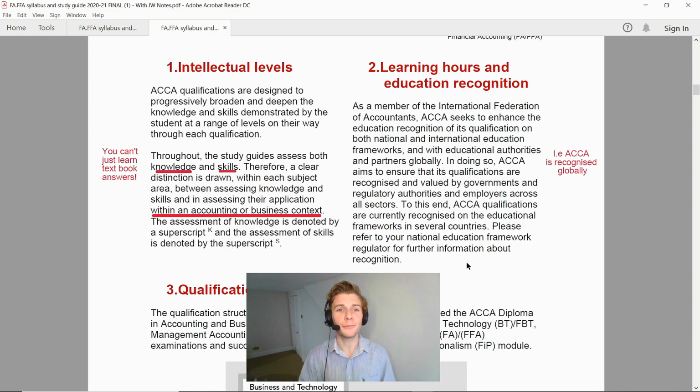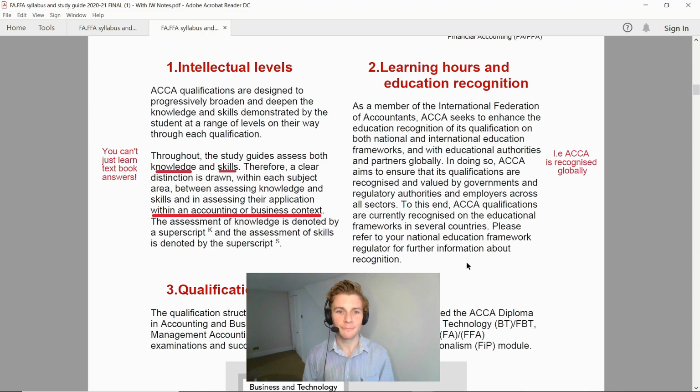First things first, looking at point 1 for the intellectual levels, the main thing on here is it's all about knowledge and it's all about skills. So you can't just learn textbook answers for this. You've got to think about it from an accounting and business perspective. Definitely get that jotted down as to 7 in 10 people will pass this exam. 3 in 10 will fail it, and that's because they just try and learn the textbook answers and just think it's going to be just like that when we get tested in the examination.